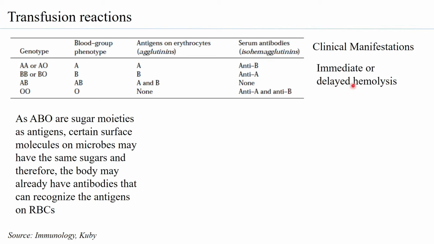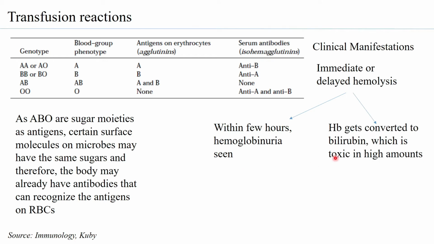So you would have immediate or delayed hemolysis. Hemolysis basically means the lysis of the RBCs, and that is because the antibodies bind to the surface of the RBCs, and that initiates either complement mediated destruction or antibody dependent cell cytotoxicity. So within a few hours, what will be observed is hemoglobinuria, which means that hemoglobin will be seen in the urine.